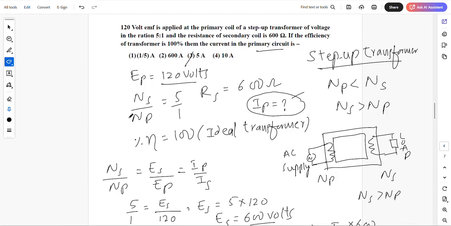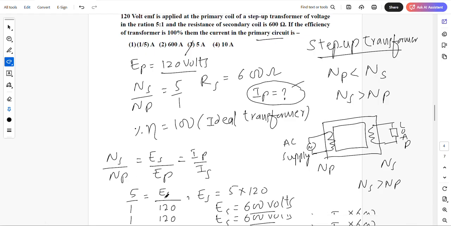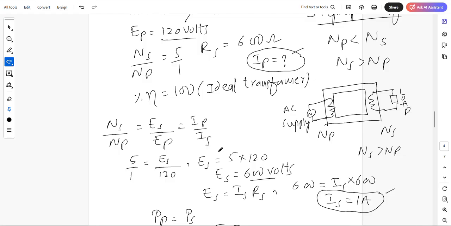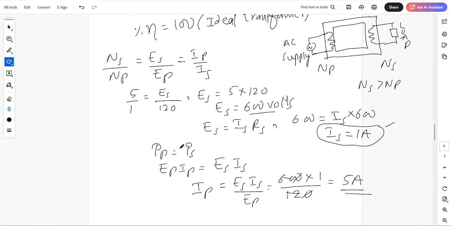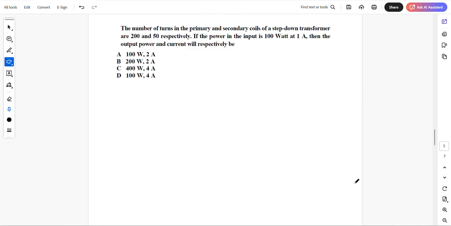Here, what is given? Turns ratio is given. Transformation ratio you have to calculate. NS by NP is equal to... First you calculate what? ES. RS is given, and then you calculate IS. We know for an ideal transformer, PP is equal to PS. From here you can calculate IP, that is equal to 5 amperes.